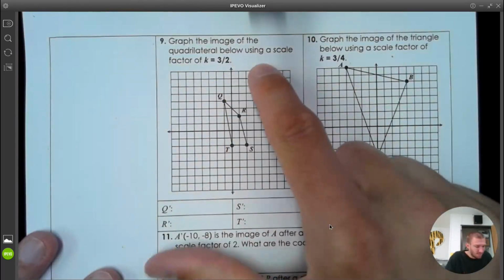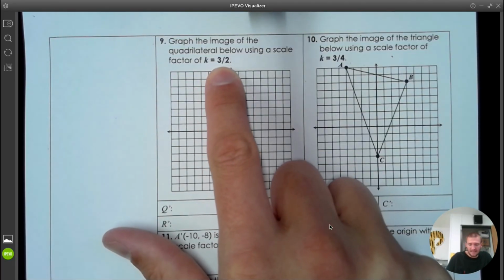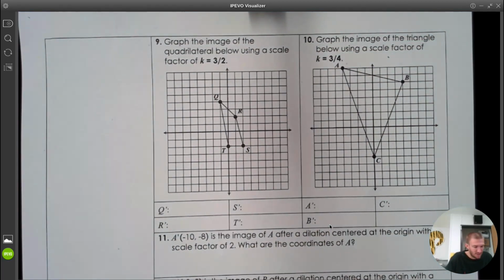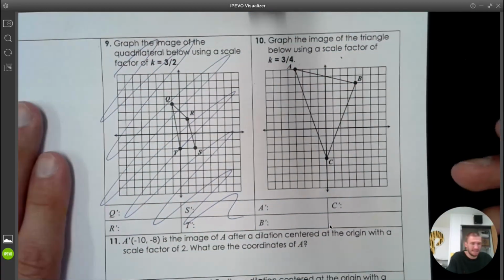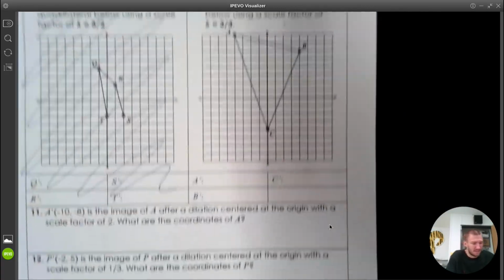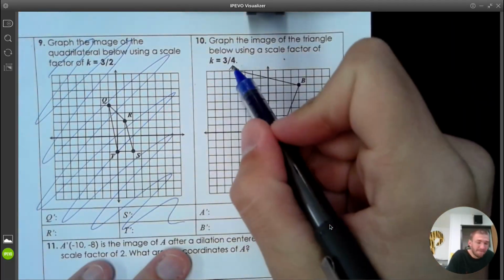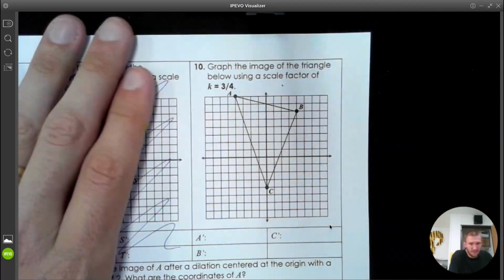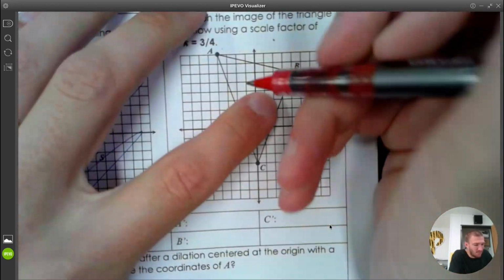You can see now we have 3 halves. Okay, now 3 halves, this is a little bit of an annoying question. Honestly, we're just not going to do this one. That's kind of like a straight geometry kind of question. Looking at this one, 3/4 is more interesting.